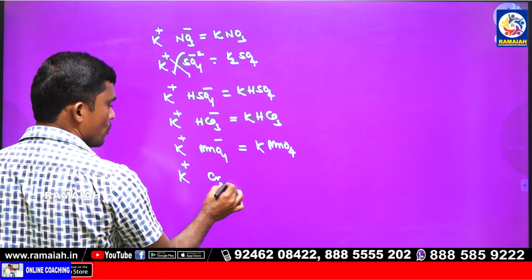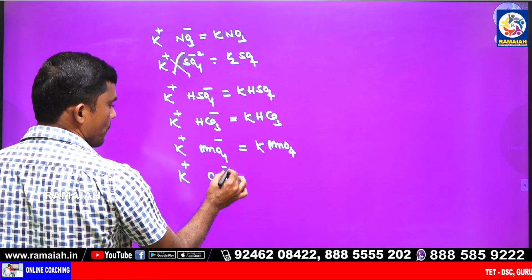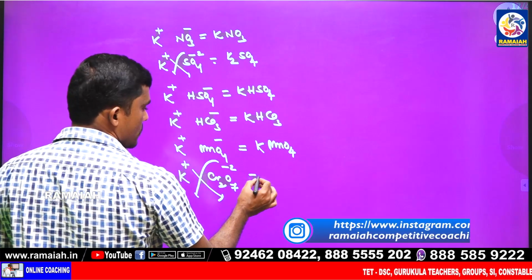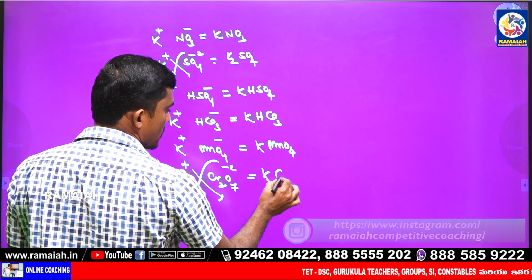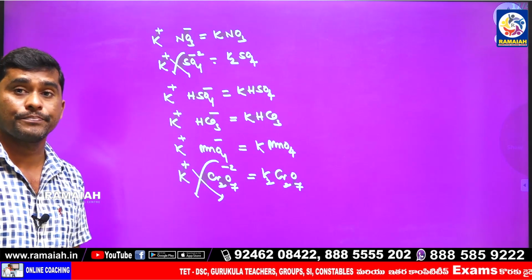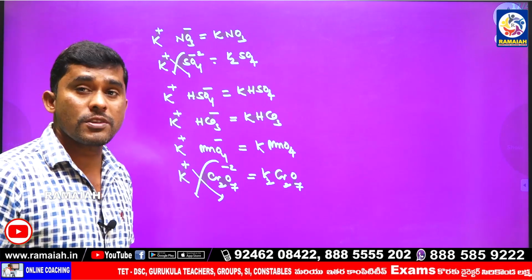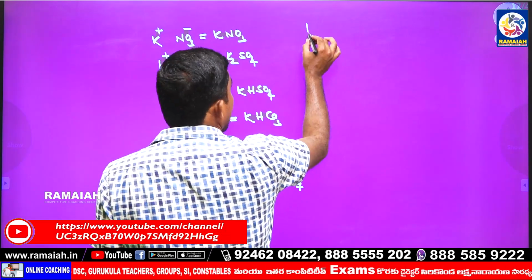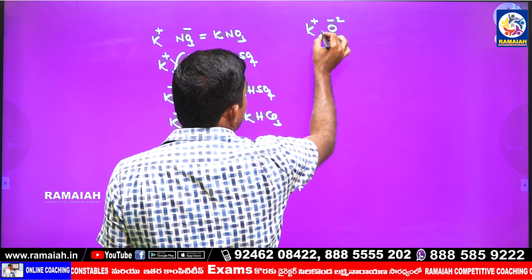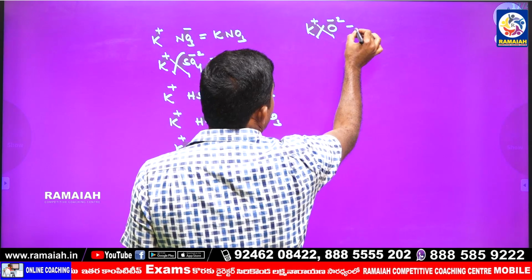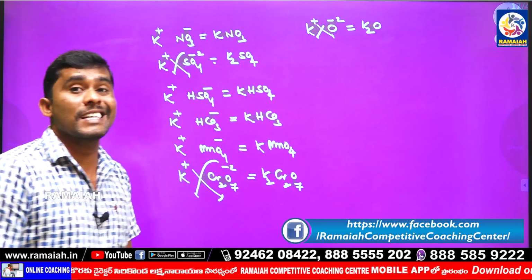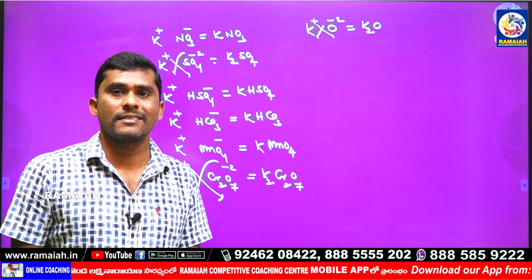Dichromate is Cr2O7 minus 2. Here the charges are not equal, so use the crisscross method. So then K2Cr2O7, potassium dichromate. Potassium oxide: potassium means K plus, oxide means O minus 2. So the formula is K2O. It is potassium oxide.